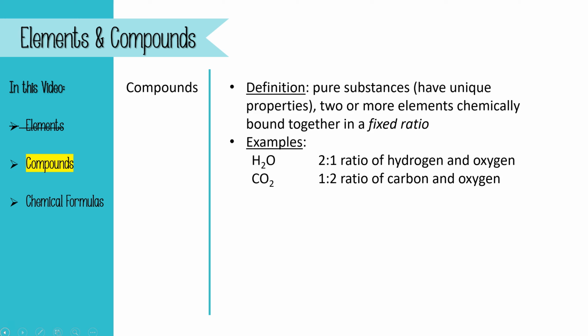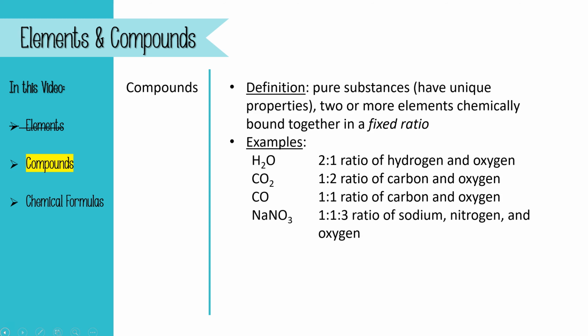If, however, we had a 1-to-1 ratio of carbon and oxygen, that's carbon monoxide. Carbon monoxide is a poisonous gas that most of us have detectors for in our home. So by changing the ratio from 1 to 2 to 1 to 1, we have a different substance with different properties. We can also have compounds with more than two types of elements. So sodium nitrate, NaNO3, is a 1 to 1 to 3 ratio of sodium, nitrogen, and oxygen. Sodium nitrate has a lot of different uses, but you may have seen it as a fertilizer or as a preservative for meat.